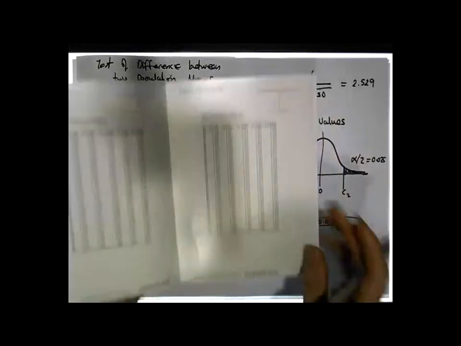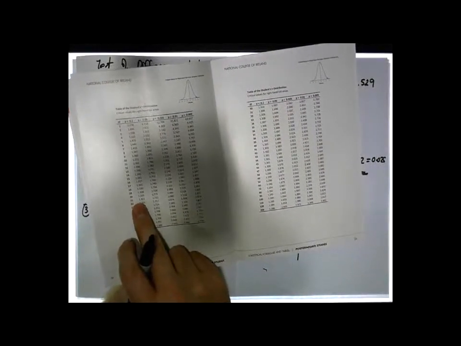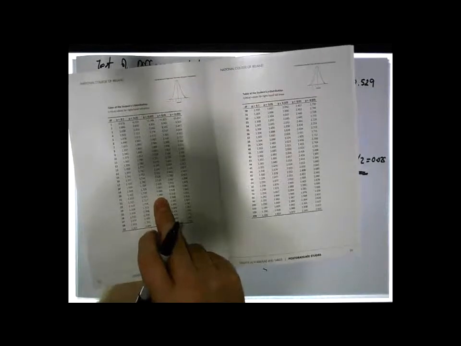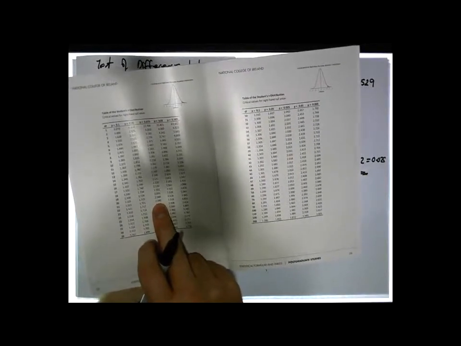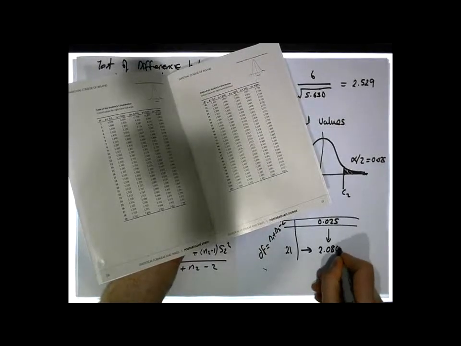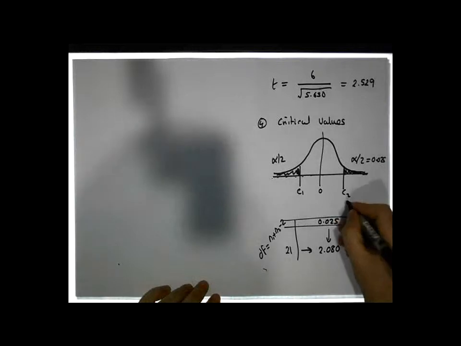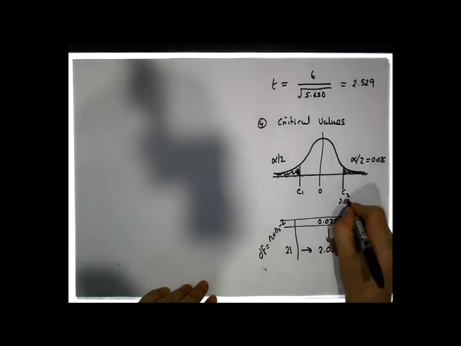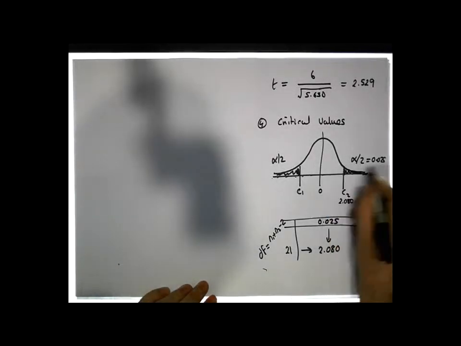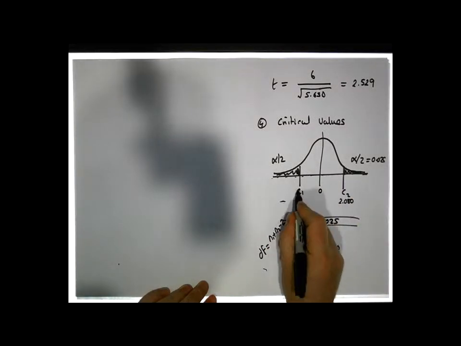Yeah. So I'm going to come down here to 21, and I'm going to come across to 0.025, which gives me a value of 2.080. So when I triangulate in, I get 2.080. So effectively, what we have is that this value here is 2.080. That's the value, a critical value that has 0.025 the area to the right of it, which means this critical value over here is minus 2.080.